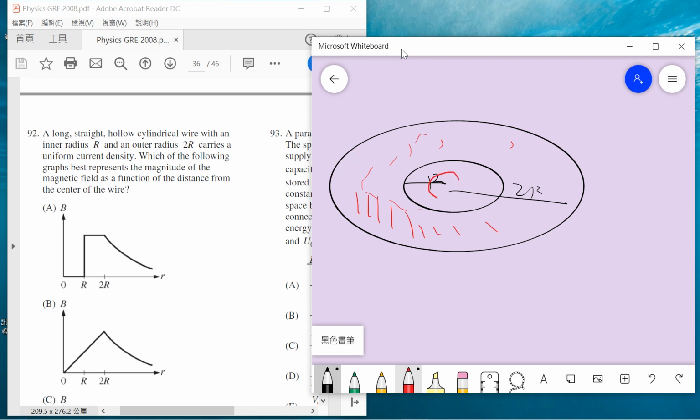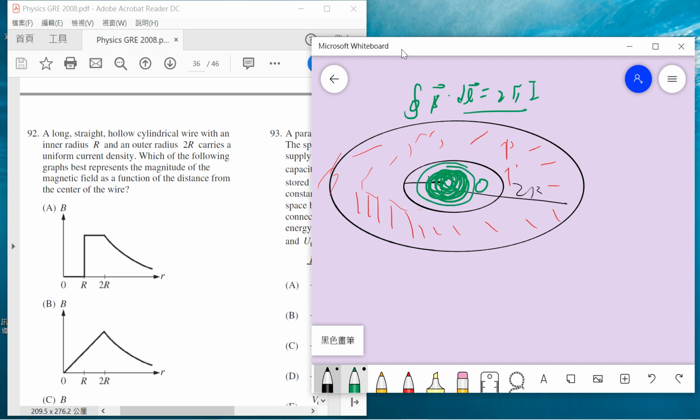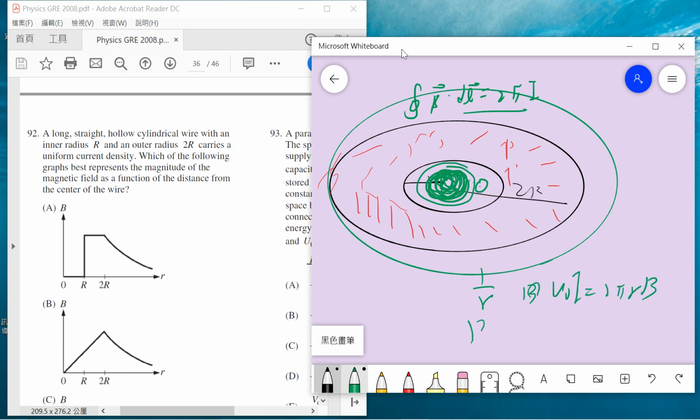Okay, so the first thing is that inside the inner circle there should be no magnetic field, because to calculate the magnetic field we use Ampere's law. When we close a loop in here, we cannot see any current inside, so this is 0. And from the outside it is just 1 over r. From the outside we have mu naught times I equals 2 pi r B, so B is mu naught I divided by 2 pi r. So this one is simple. This is 1 over r.